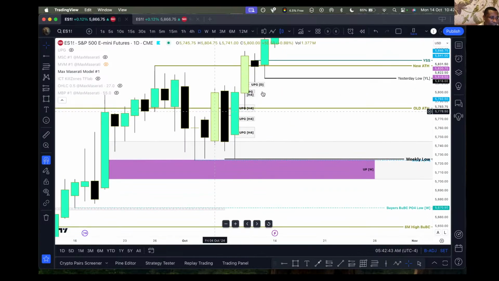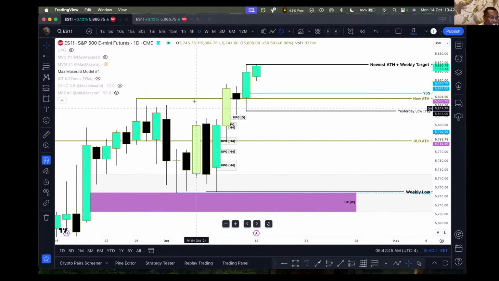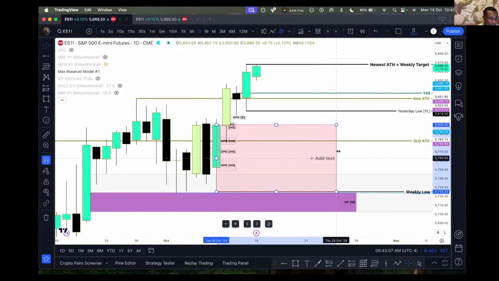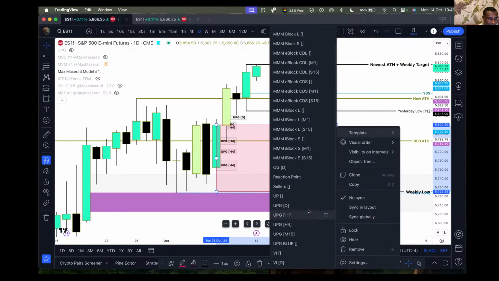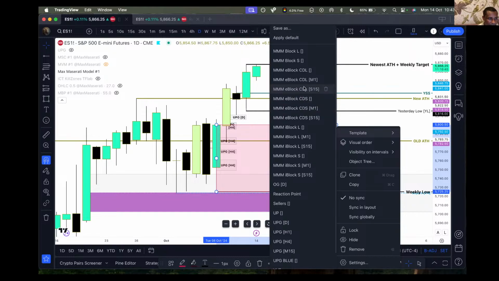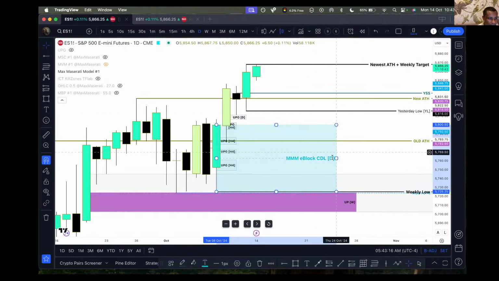The market creates a market structure switch here with a bullish body close, which means we have an MMM here. From this here to here, we have an MMM external block. Okay, MMM external block CDL. So let's mark it out. We have our MMM block, external block CDL, which is the weekly low as well. So let's mark it: we have an MMM external block CDL on the daily.